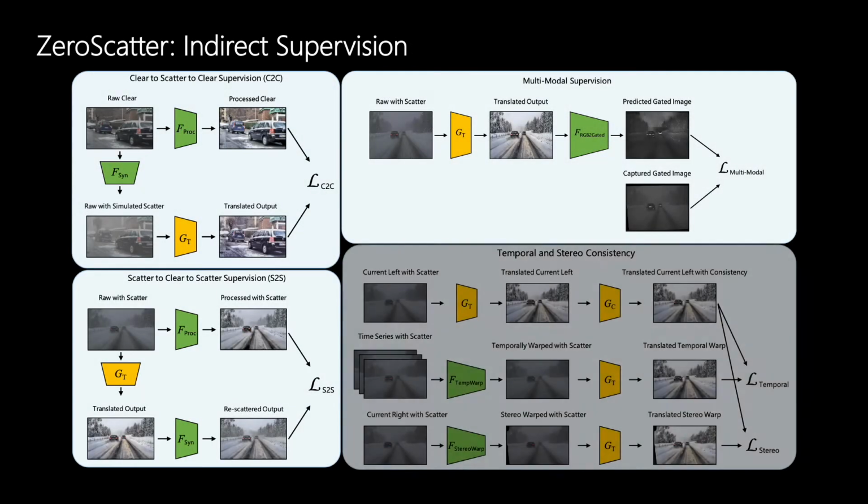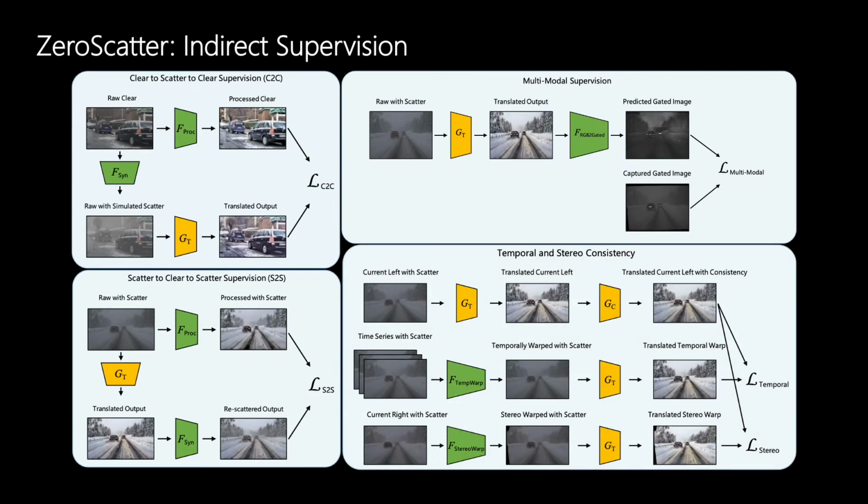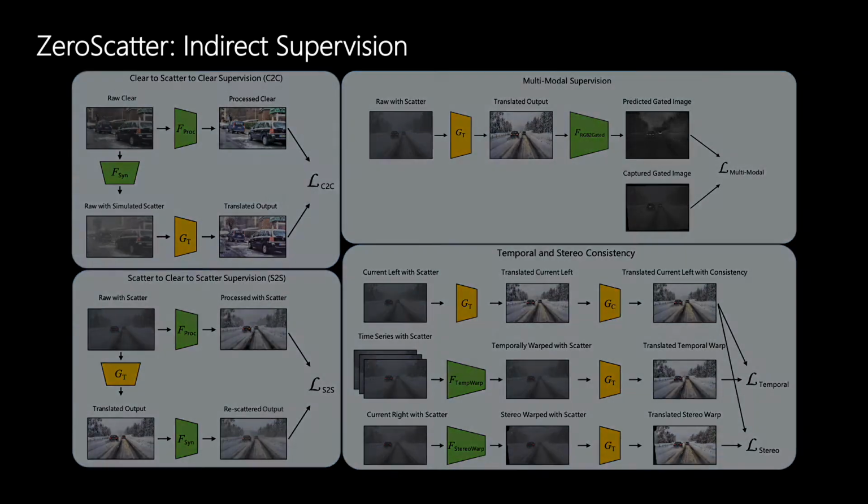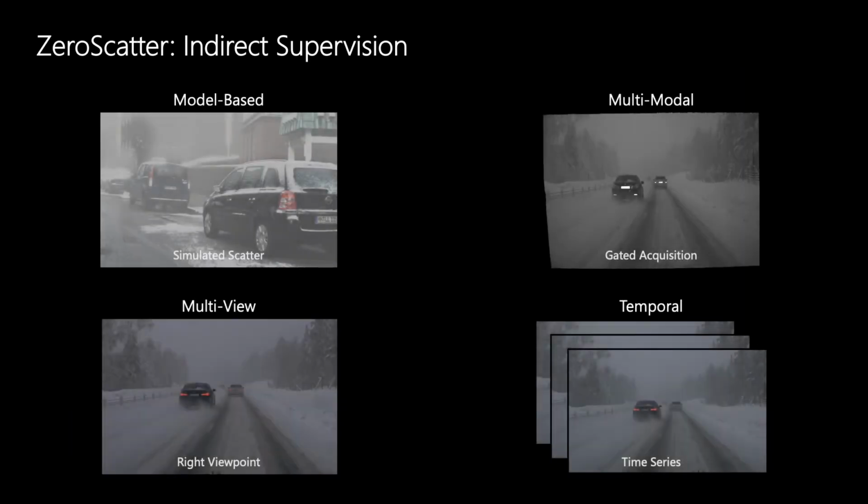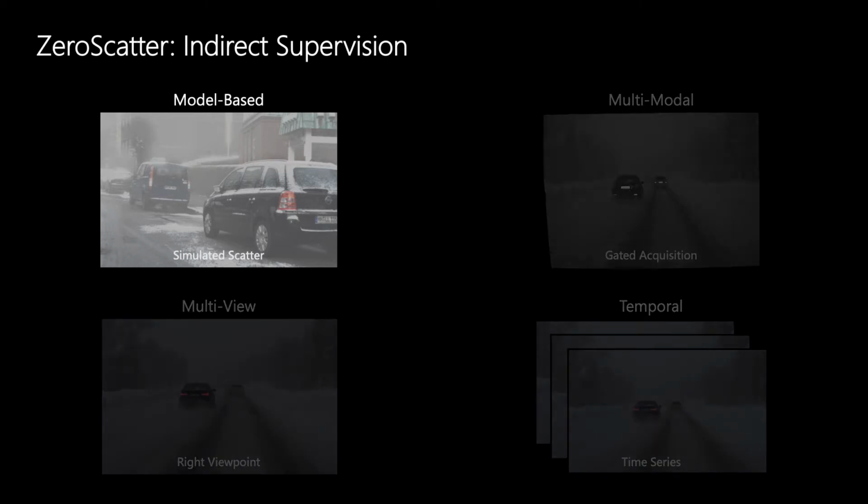To overcome these challenges, we employ indirect supervision using a novel combination of both synthetic and real-world data. This combination allows ZeroScatter to better generalize on real-world data over methods that are trained only on synthetic data. Specifically, we employ model-based, multi-modal, multi-view, and temporal learning cues as indirect supervision in order to train ZeroScatter on real-world data without paired ground truths. We'll explain each of these training cues in turn, starting with model-based supervision.